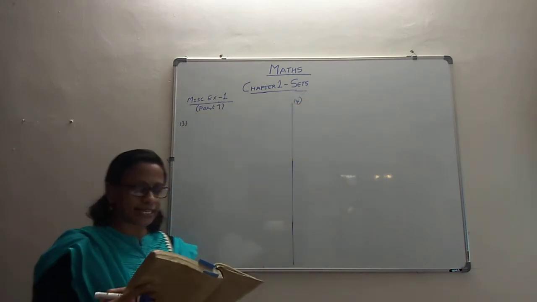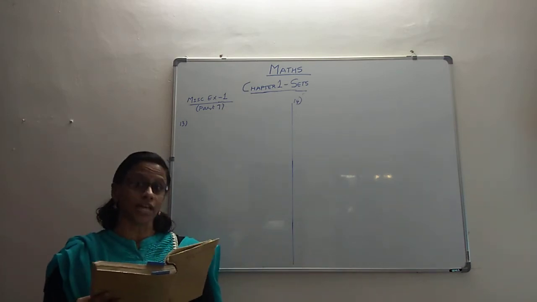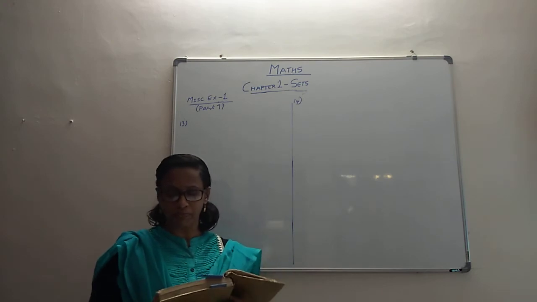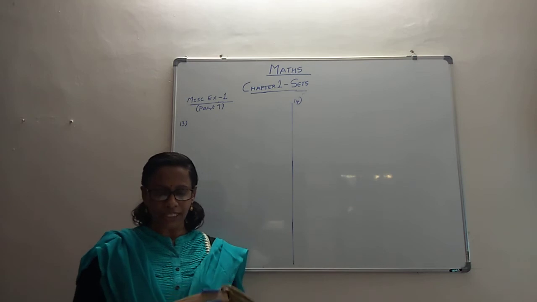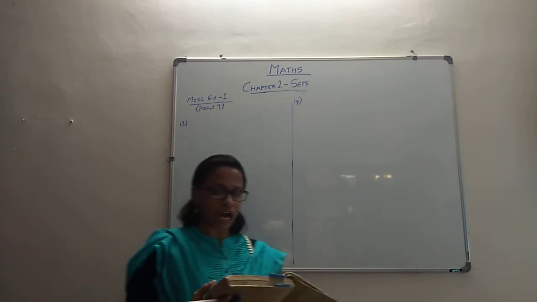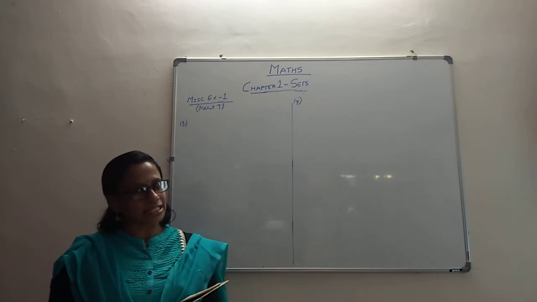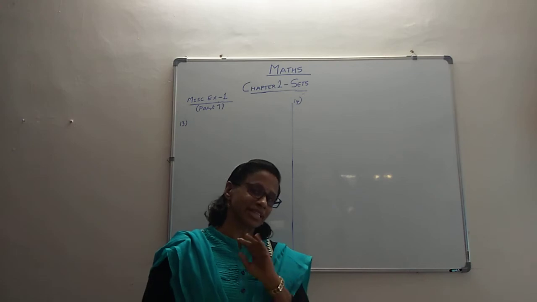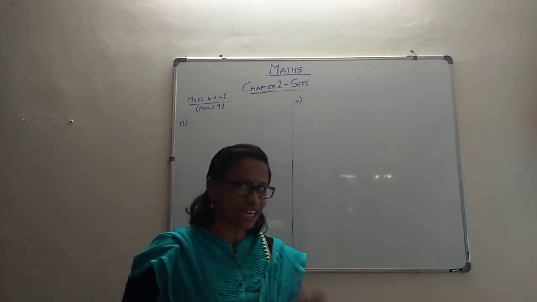Right, let's read the question. Question number 13 says, in a survey of 600 students in a school, 150 students were found to be taking tea and 225 taking coffee. 100 were taking both tea and coffee. Find how many students were taking neither tea nor coffee. Everything else is okay, we have done this for quite some time, but neither nor is slightly new to us.